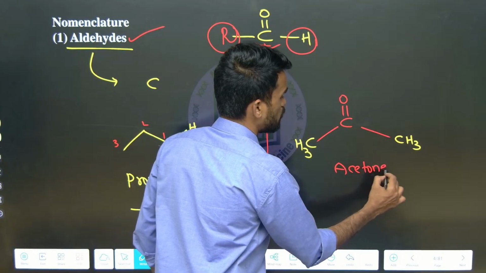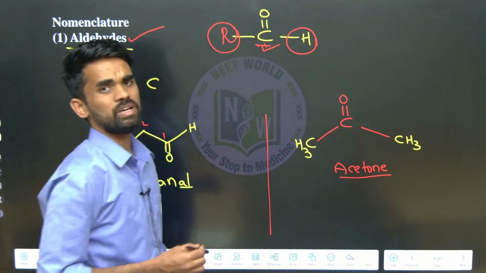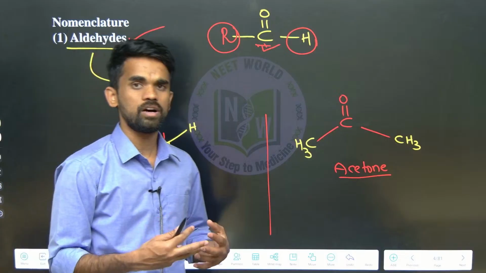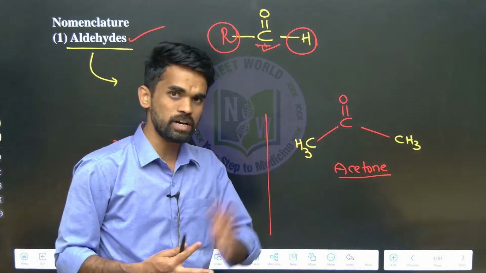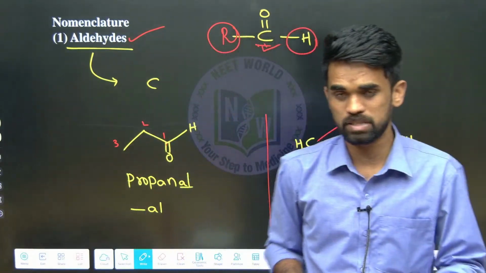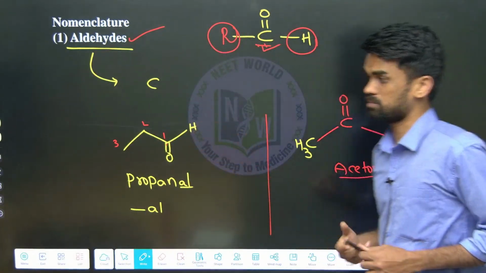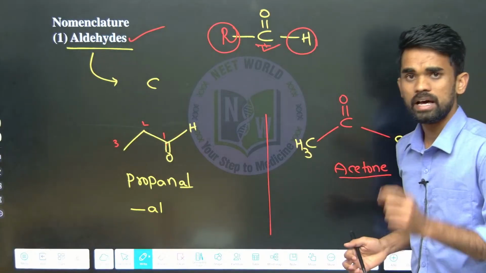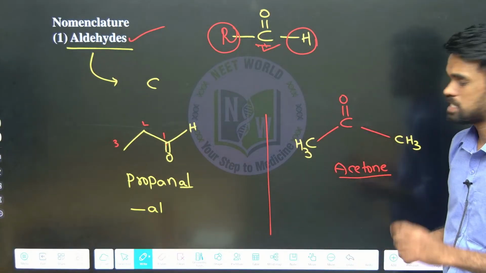But remembering these common names is very difficult because there are a lot of common names, different names for different compounds. That's why we are using IUPAC names. Now tell me, how can you write the IUPAC name for this compound? It's very simple.